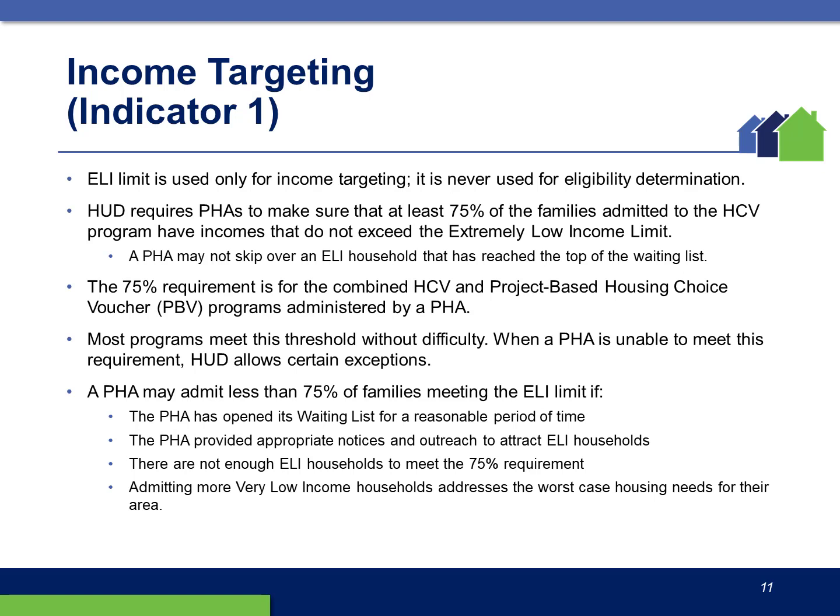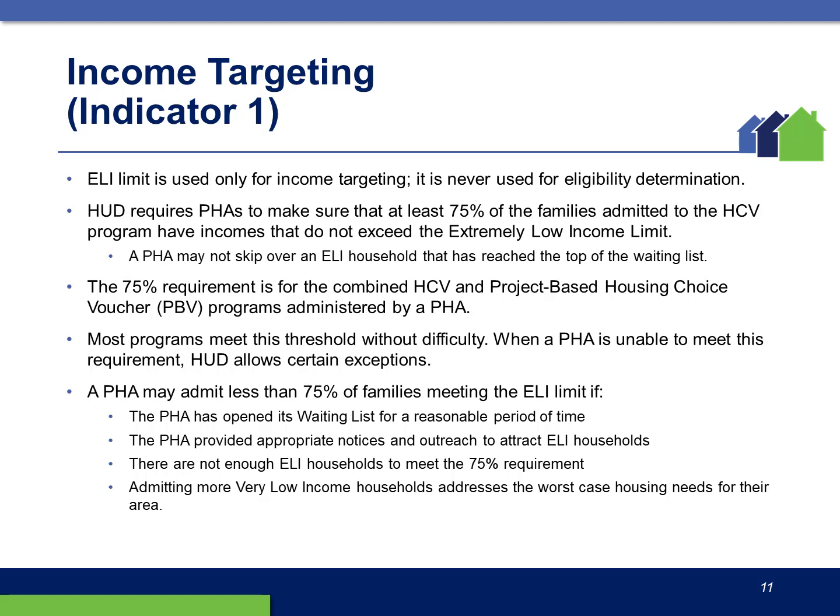The extremely low income limit, also known as ELI, is used only for income targeting. It is never used for eligibility determination. HUD requires PHAs to make sure that at least 75% of the families admitted to the HCV program have incomes that do not exceed the extremely low income limit. A PHA may not skip over an ELI household that has reached the top of the waiting list. The 75% requirement is for the combined HCV and Project-Based Housing Choice Voucher, or PBV, programs administered by a PHA. Most programs meet this threshold without difficulty.